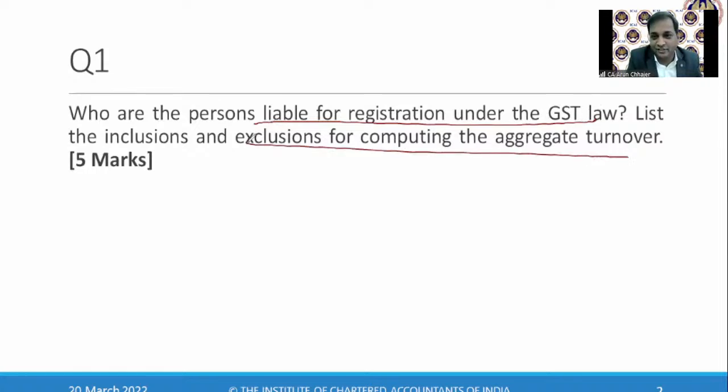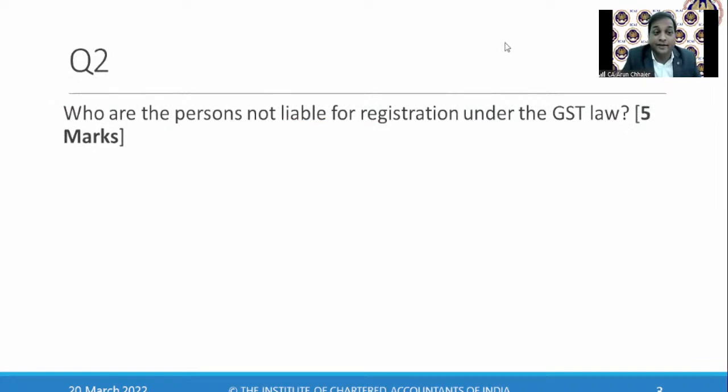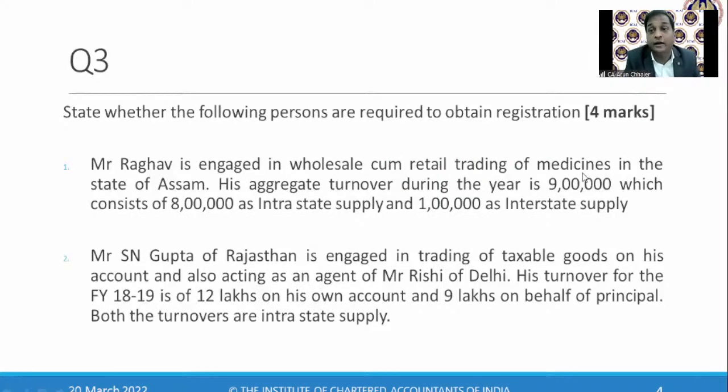List inclusion and exclusion for computation of aggregate turnover. We have discussed that section 22 talks about 4 situations in which I need to take registration, and second, inclusion and exclusion of aggregate turnover we have discussed. Correct. Question number 2: who are the persons not liable for registration under GST law? Section 23, which we will talk about right now. A 5 marks question was given in the exams, so you can expect a direct theoretical question, or you may expect a practical one also.